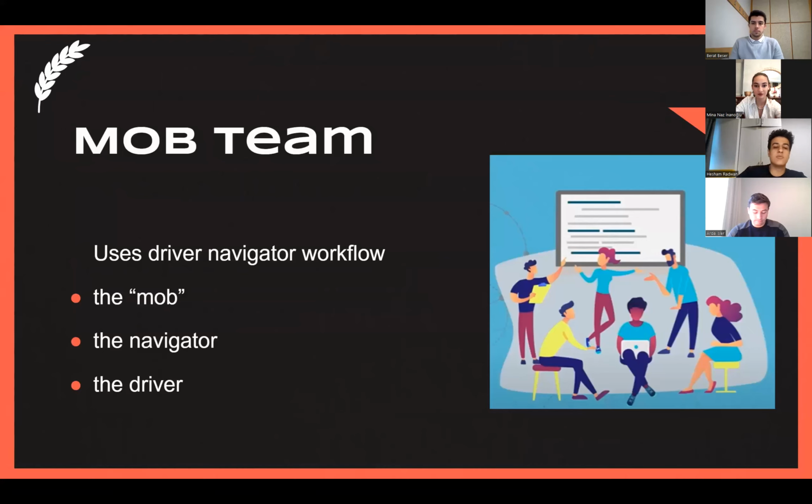The mob team. The mob team consists of three main sectors: the mob, the navigator, and the driver. The mob strategy uses a driver navigator workflow. So the mob discusses what approach should be used, and the navigator is responsible for achieving agreement and providing the driver with instructions. Next, please.